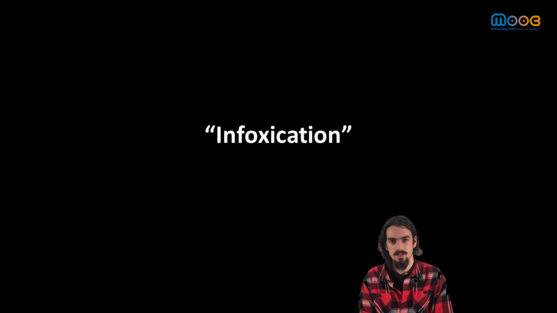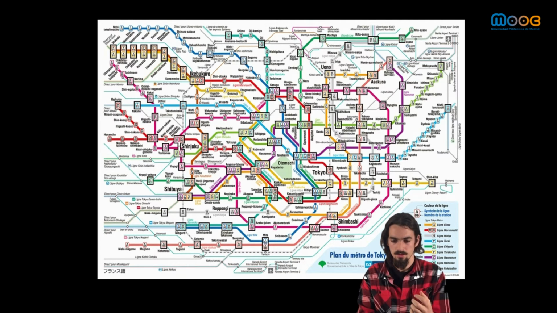Now let's talk about infoxication. Infoxication is created when a diagram holds such an amount of data that no data can be comprehended at first glance. And here we can see that the real utility of a diagram is being seen.